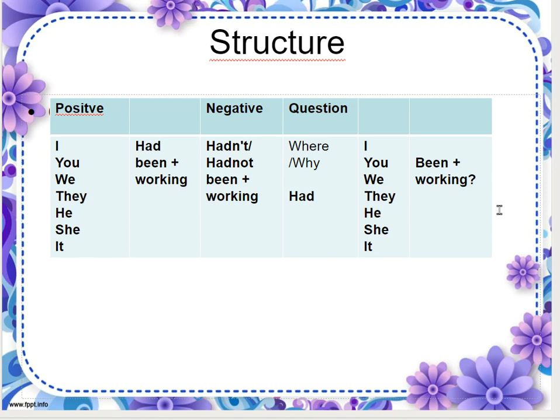Also remember you can add a question word: who, what, when, where. These are the question words that we use generally. So if you need to add a question word, then keep the same structure. Just place that question word just before had. So we could say, where had you been working? Why had you been working? How long had you been working?